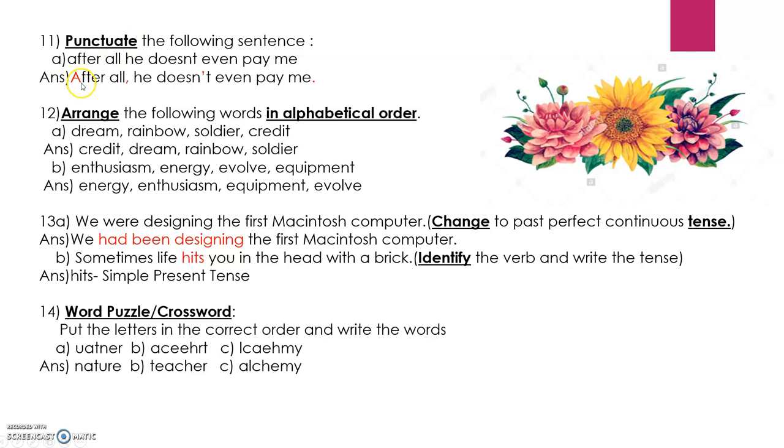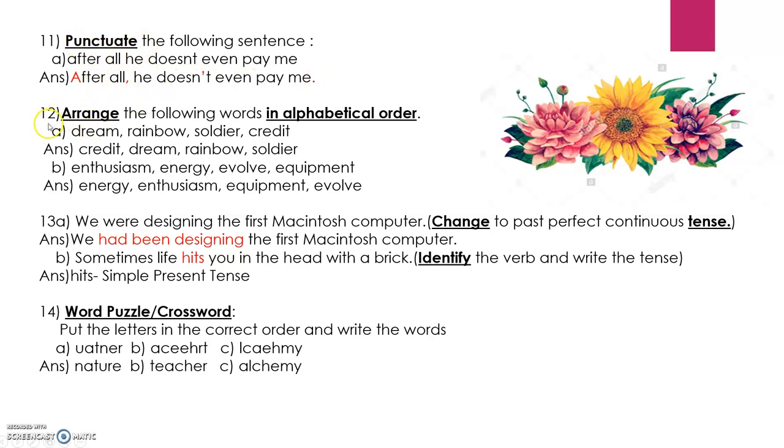So A, capital, after all, comma, he doesn't, apostrophe. Remember children, this is apostrophe. This is comma. Comma niche aata hai. Apostrophe comes on top here. He doesn't even pay me, full stop. So that you will get your marks if you write all the punctuations right.